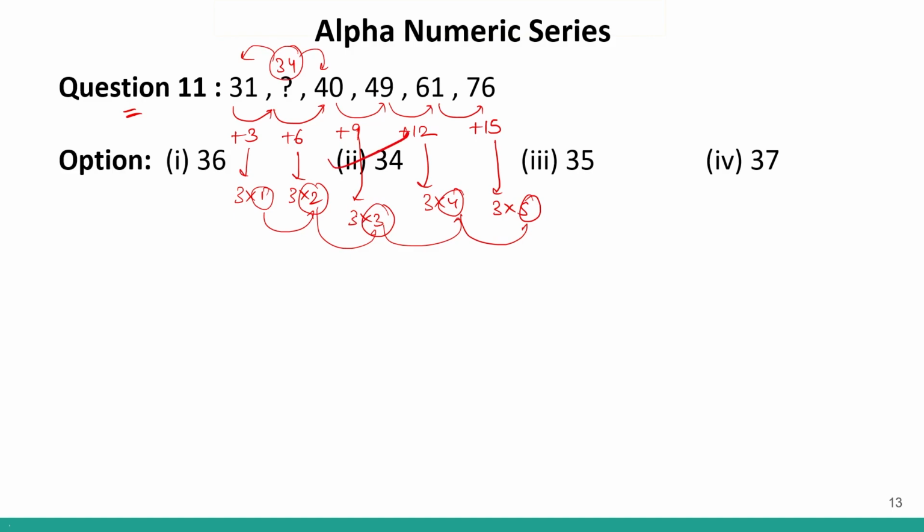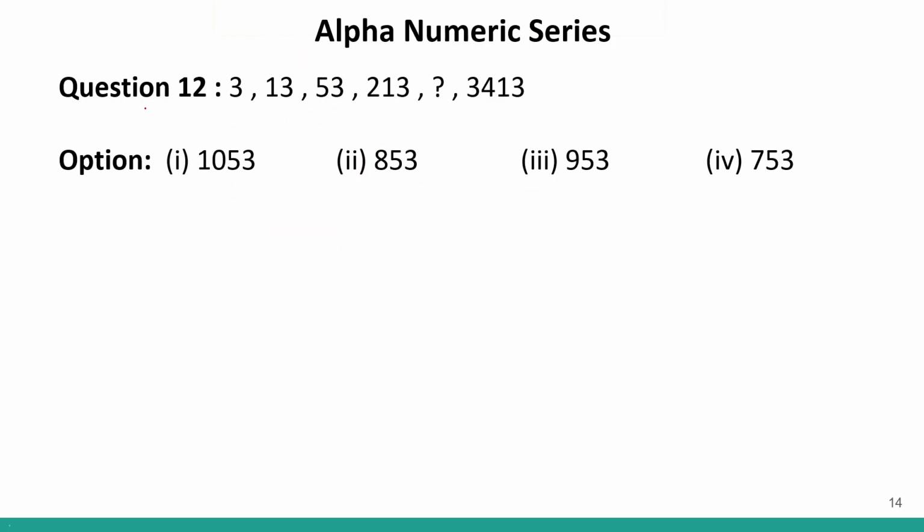34 will be your answer. Okay. Moving on to question number 12. We have 3, 13, 53, 213, missing term, and then 3, 4, 1, 3. So now I can see bigger jumps. Correct? So I'm assuming maybe multiplication.